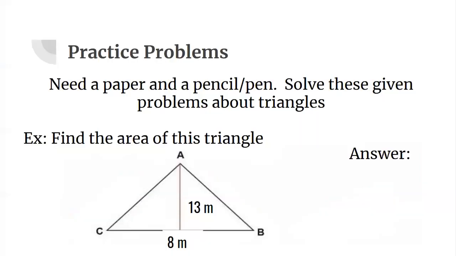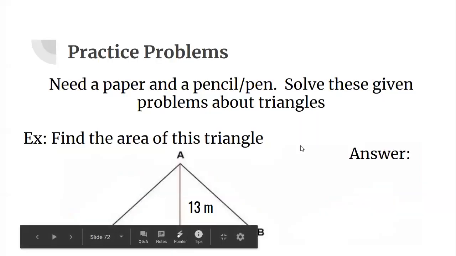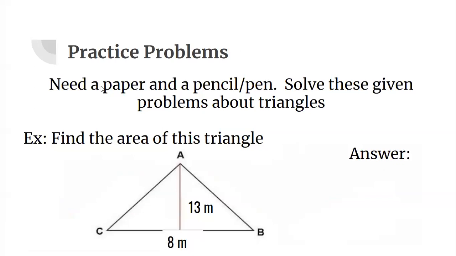Okay, next. So I got some practice problems for you about the area of triangles. If you've been using the same paper and writing utensil and everything, just keep using it. All right, so example. Find the area of this triangle. We got the triangle ABC, that's how you name a triangle. And then we got the height of 13 meters and the base of 8 meters.